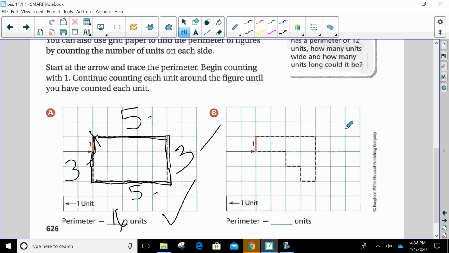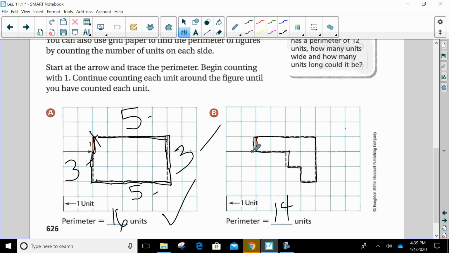Okay, now let's start here. Let's do B. This one is a little tricky, and it might be easier just to go from corner to corner. So there's 1, 2, 3, 4, 5, 6, 7, 8, 9, 10, 11, 12, 13, 14. I get 14 units. Do you see how you can just do that? Make sure you count every side.